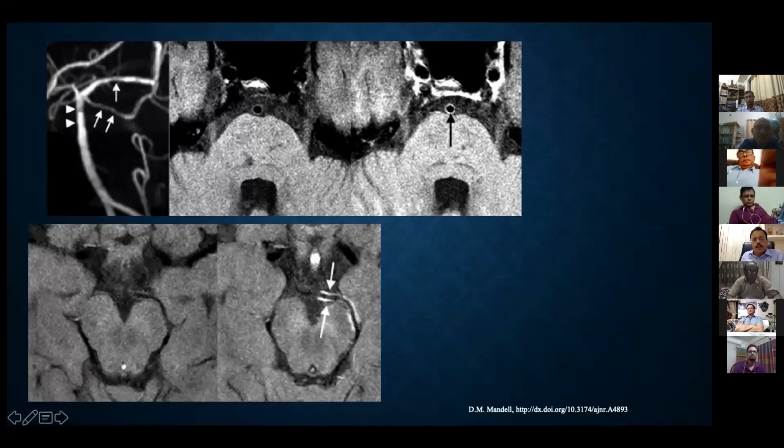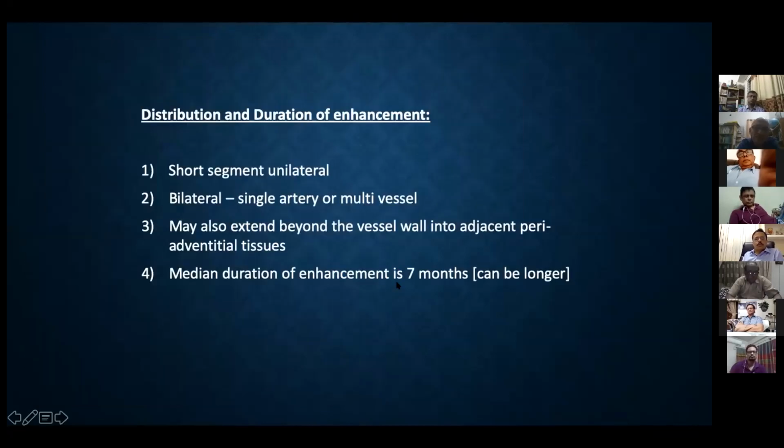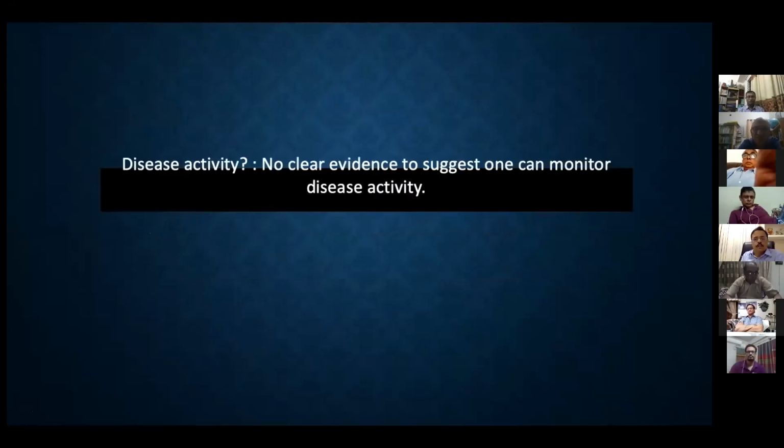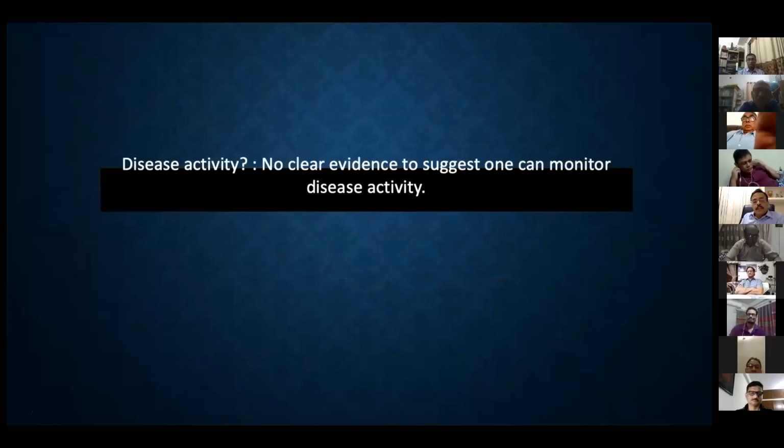So in vasculitis, as I mentioned, the enhancement can remain for a much longer while, up to 7 months or more as well. And sometimes the enhancement may be in a single vessel or multiple vessels, or it may also extend beyond the vessel wall into the adjacent periadventitial tissue because of the inflammation. Regarding disease activity, some people have tried to use vessel wall MRI to see whether disappearance of enhancement means the disease has become inactive, but sadly the evidence says that we are not sure about this. But definitely the vessel wall enhancement can be used to target the biopsy site.